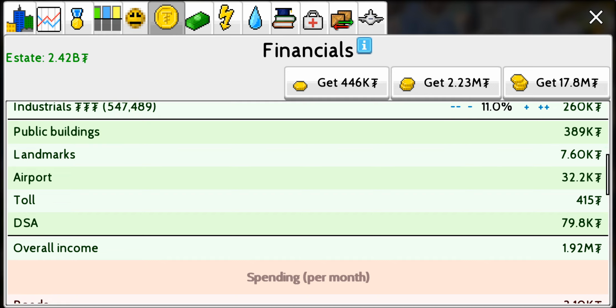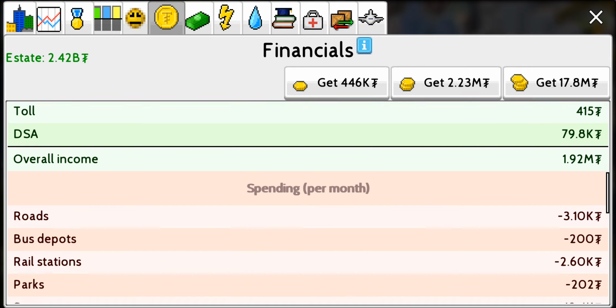There are also additional incomes for the government, which are public buildings. When people visit the buildings that the government built, there are landmarks, which is probably the same thing. There are airports which are owned by the government. There are tolls, like toll booths placed on the road, so you can pay. There's a DSA, which is the spatial agency. And this brings the overall income to 1.92 million Theo Taiwanese dollars.